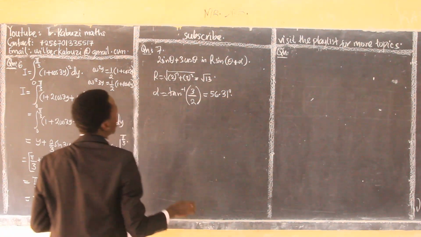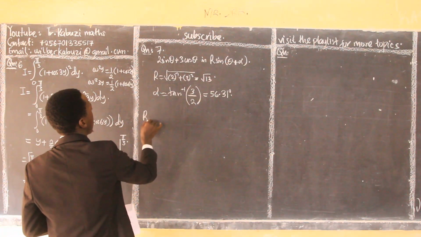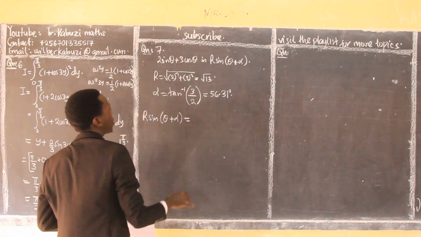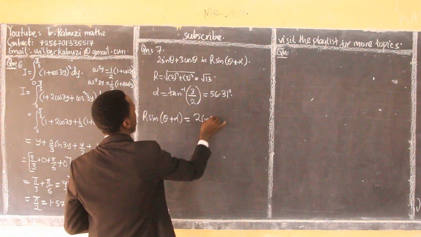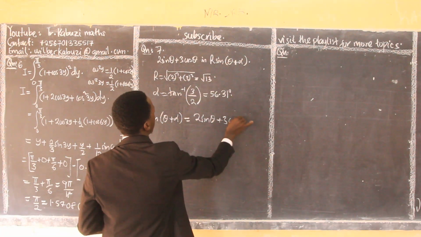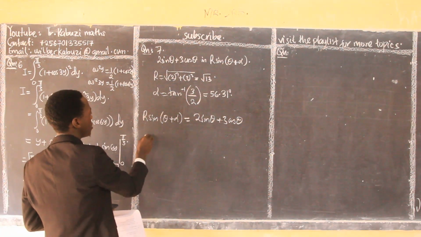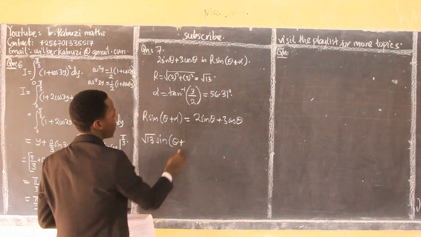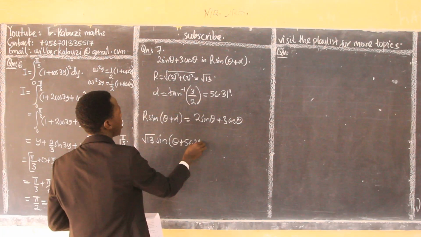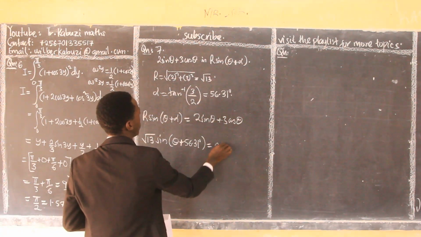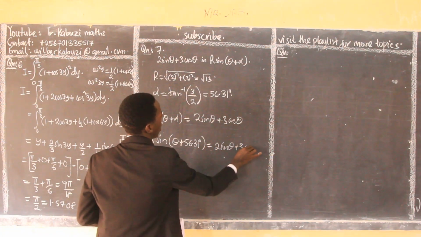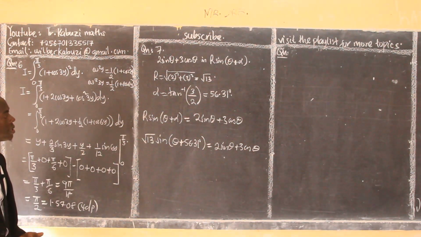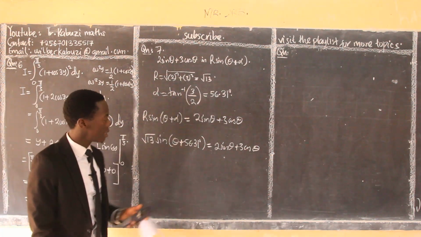56.31 degrees. So now my r sine theta plus alpha is going to be equal to 2 sine theta plus 3 cos theta. But I have my r as root 13, then sine of theta plus alpha, 56.31 degrees, equals 2 sine theta plus 3 cos theta. And so from there, I've expressed this in terms of this.